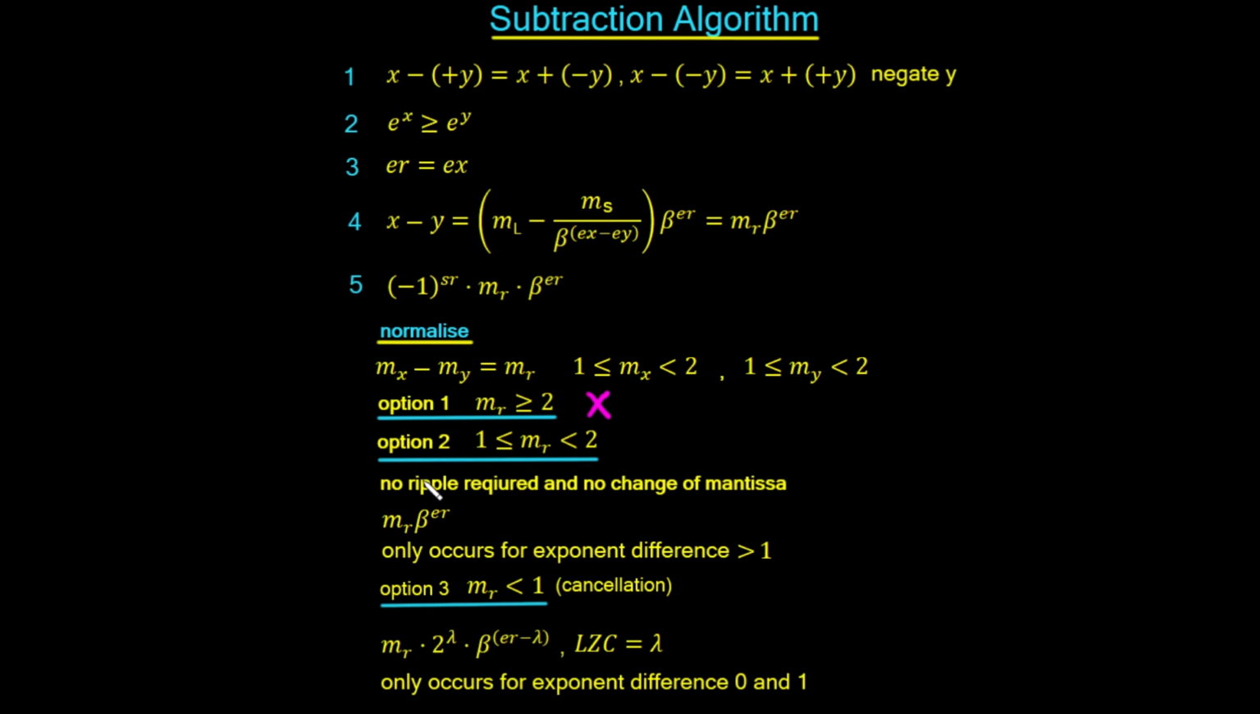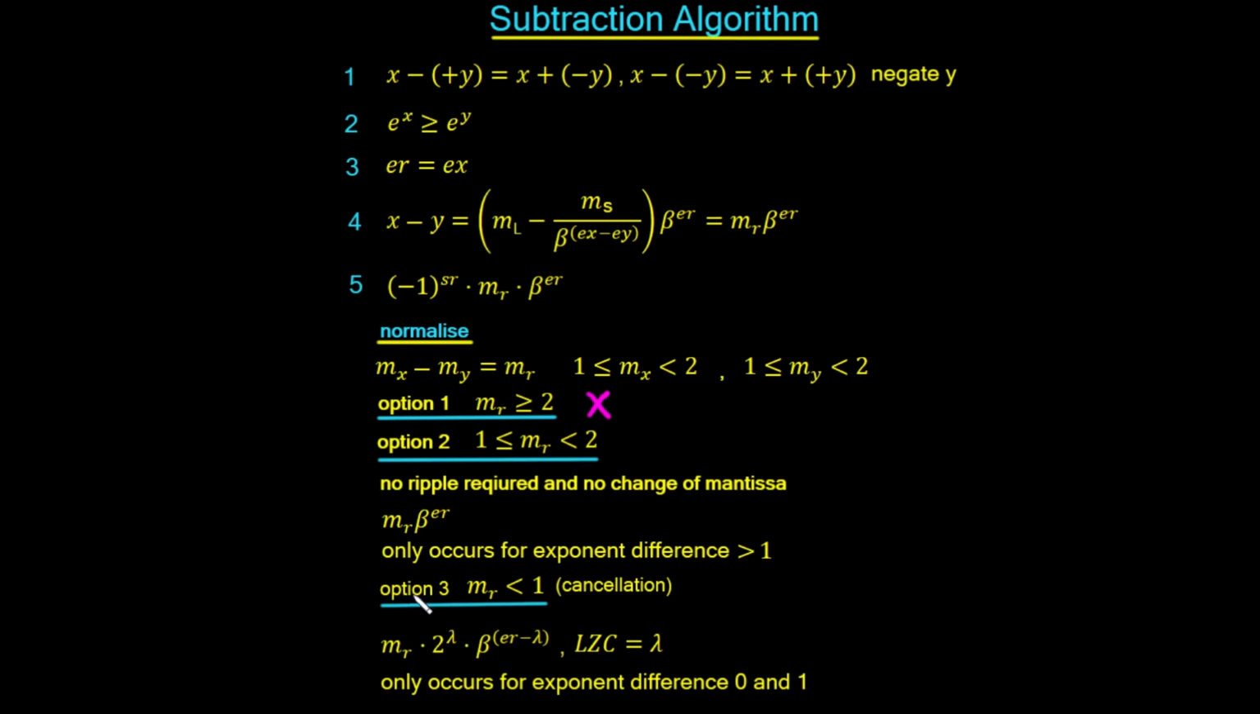Now, the interesting thing to note here is that this option will only occur when the exponent difference is greater than a value of 1. So we'll see that in the next video when we look at actually building the architecture.